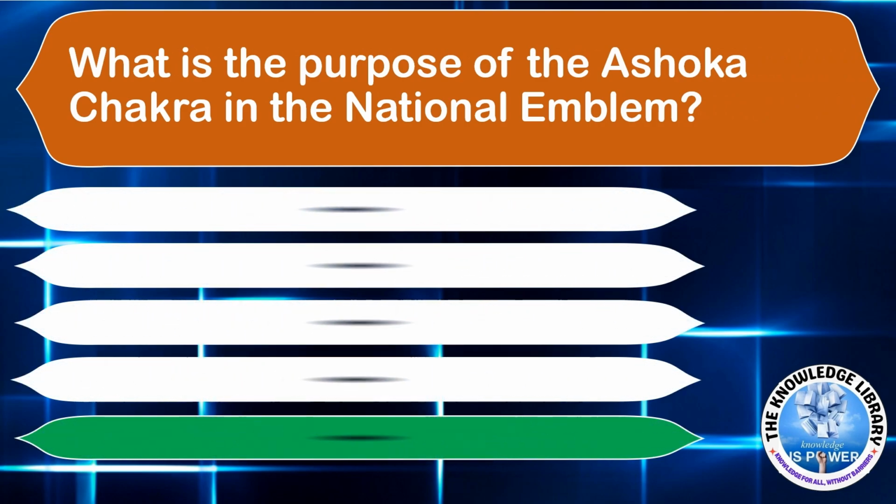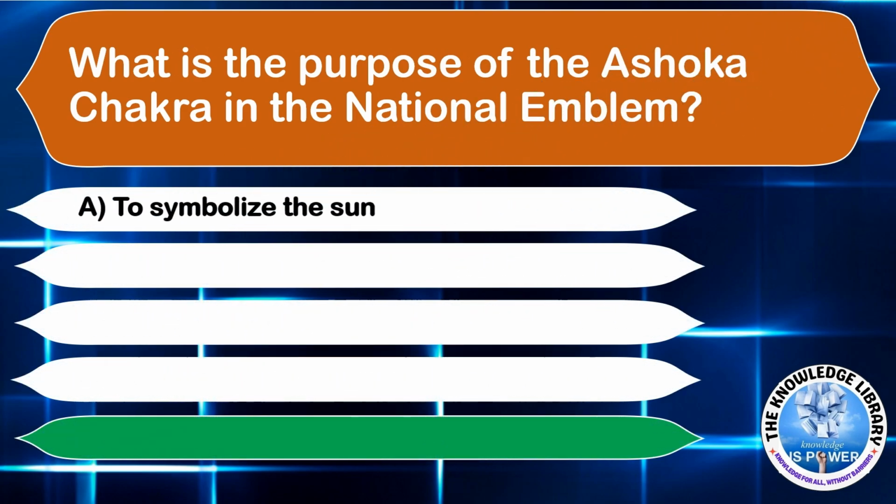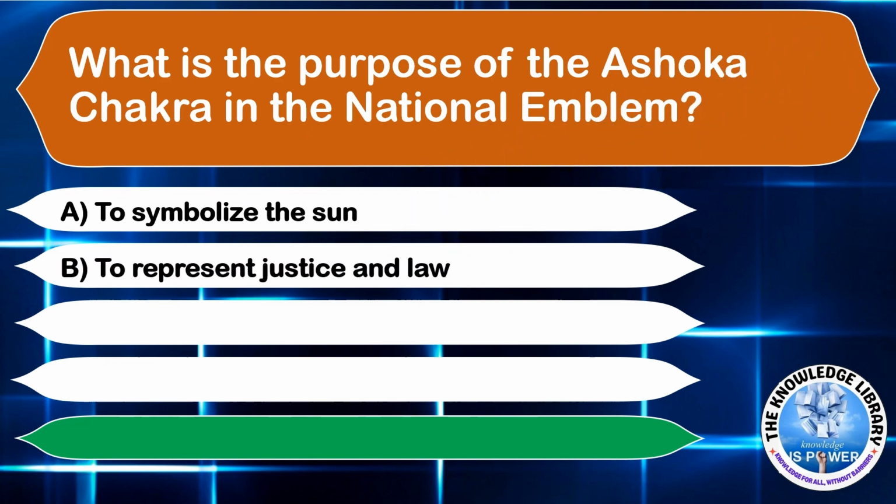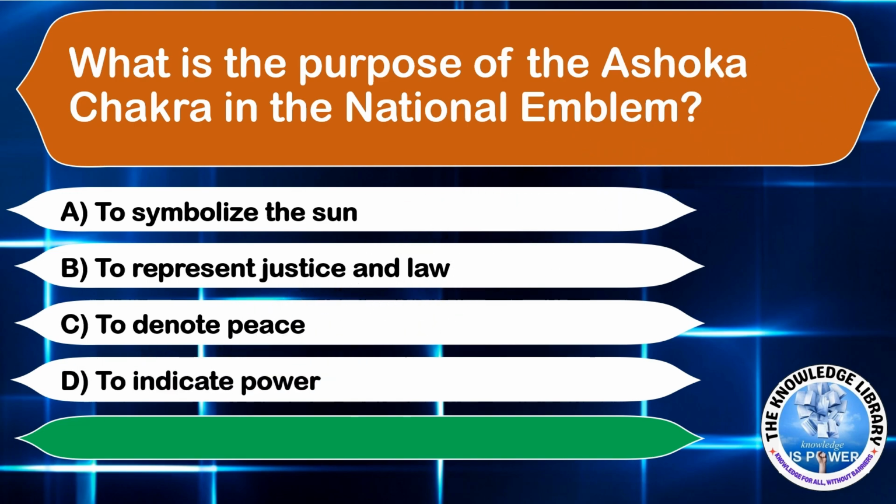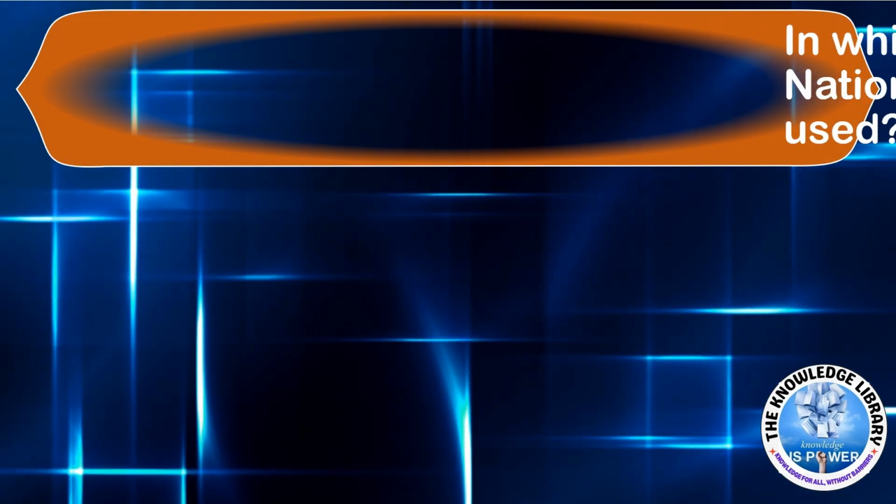What is the purpose of the Ashok Chakra in the national emblem? Option A, to symbolize the sun. Option B, to represent justice and law. Option C, to denote peace. Option D, to indicate power. The correct answer is option B, to represent justice and law. Move to the next question.